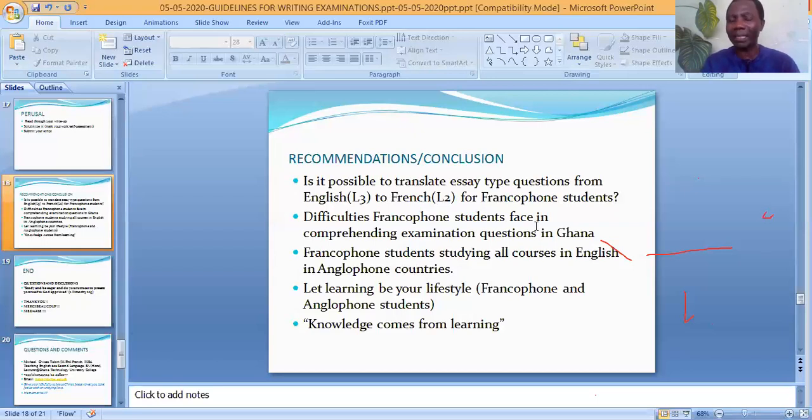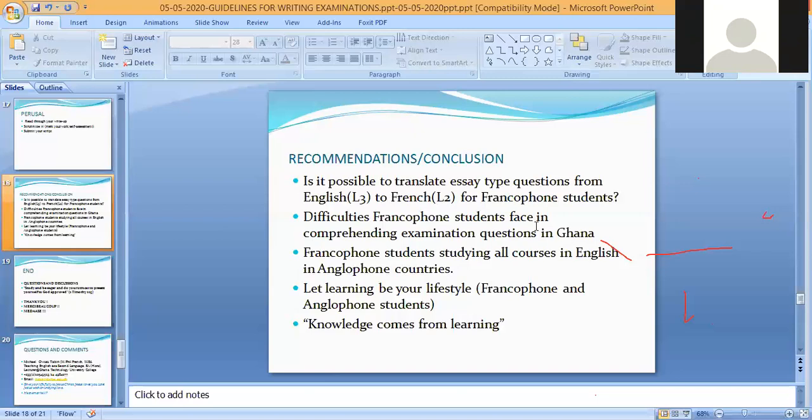The next point we want to recommend is that every student should let learning be his or her lifestyle. Lifestyle is what you do every day. Daily activities, daily occurrence. You don't just decide that when you're going to write an exam, a week before the exam, you start preparing, you start studying, you start learning. That'll be too late for you. Learning should be your lifestyle.